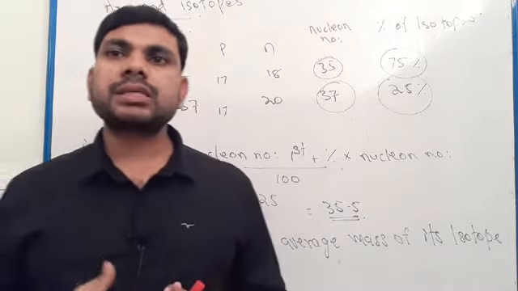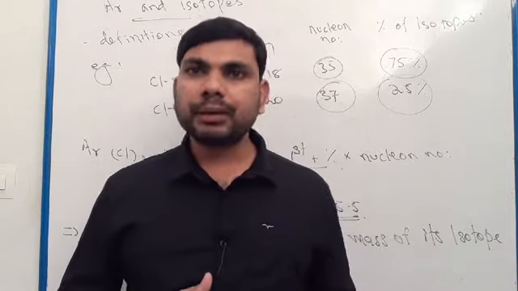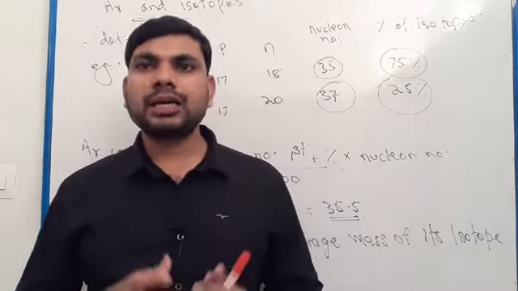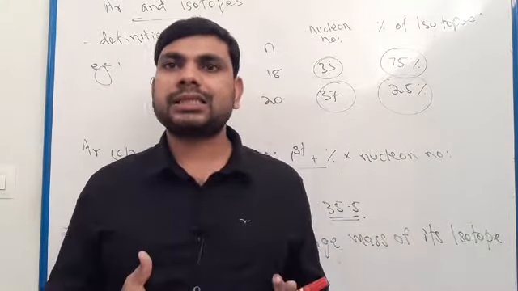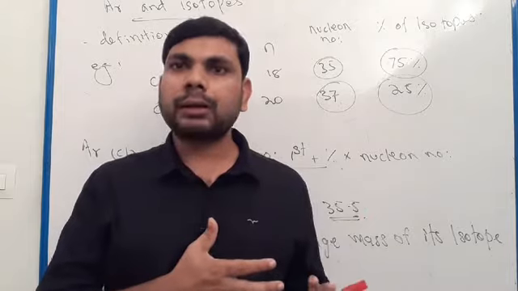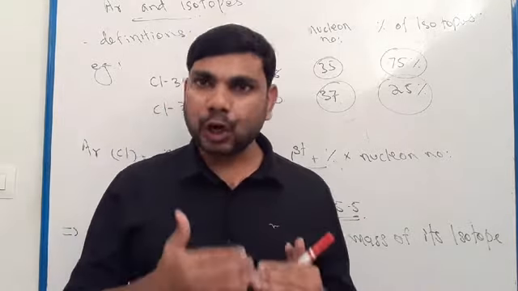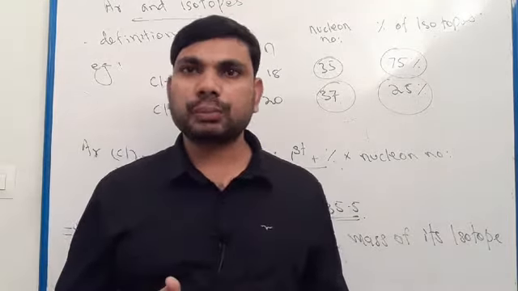Okay, next one we have to discuss is the relation between relative atomic mass and isotopes. We know isotopes. Isotopes mean different atoms of the same element have the same proton number but a different number of neutrons. This is isotopes.